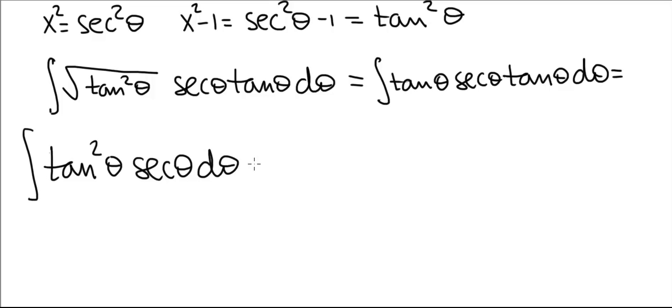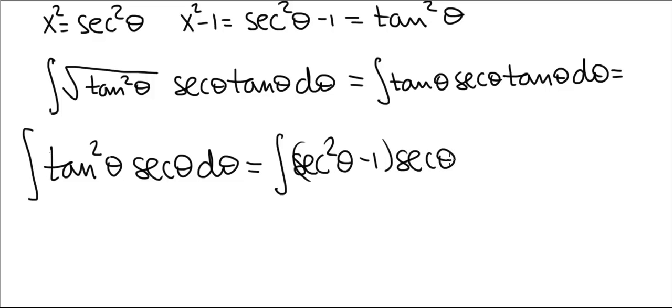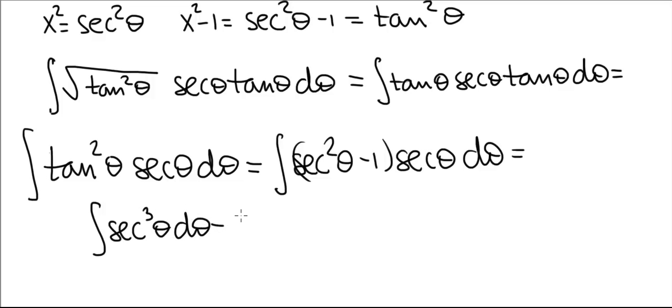The way we solve this integral, I think this was done in an earlier video, is to replace tangent squared again with secant squared minus 1. So this is secant squared theta minus 1 times the secant of theta. And so we have two integrals. We have the integral of secant cubed theta d theta minus the integral of secant theta.